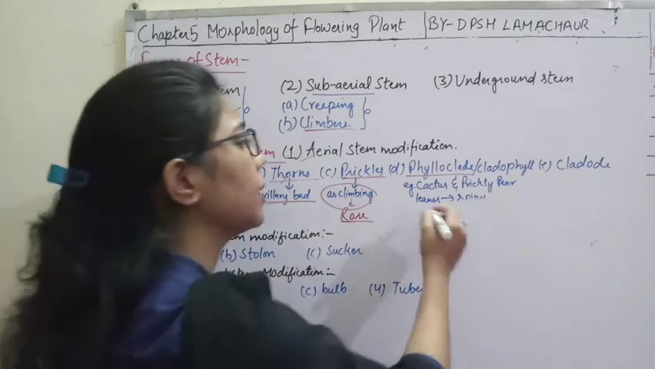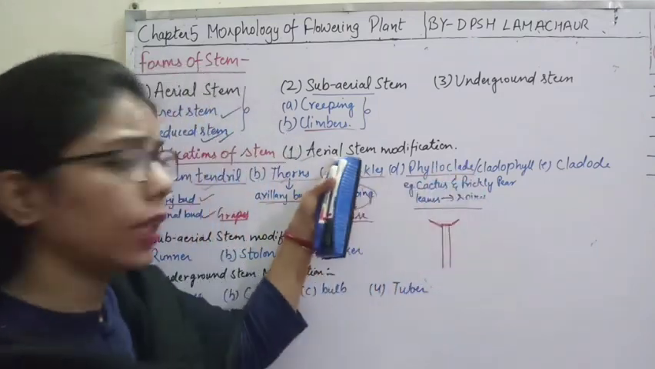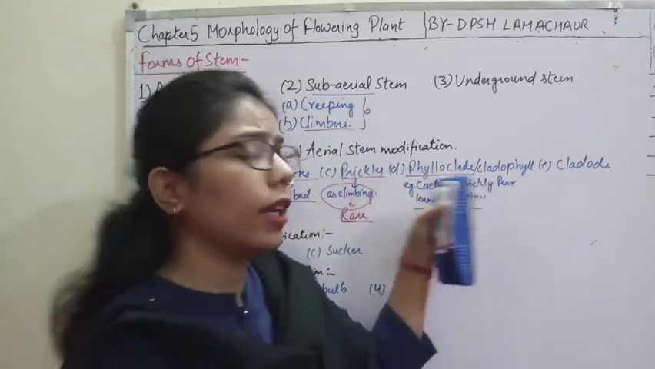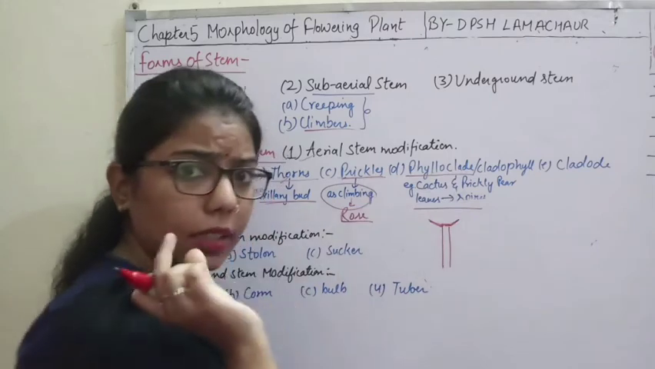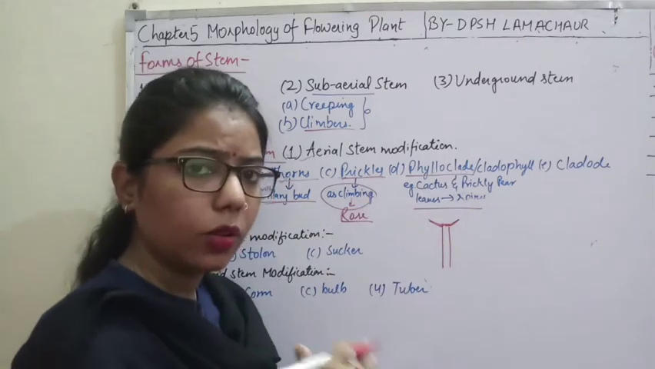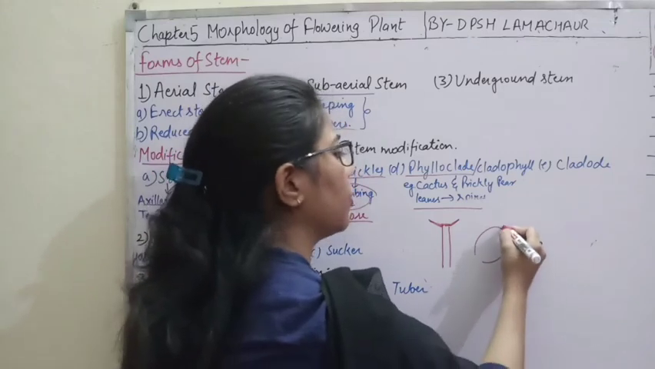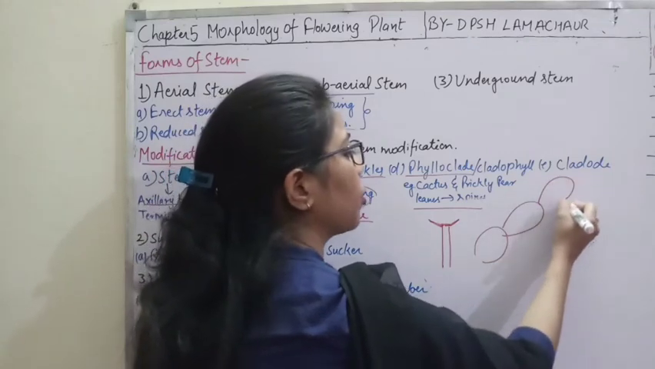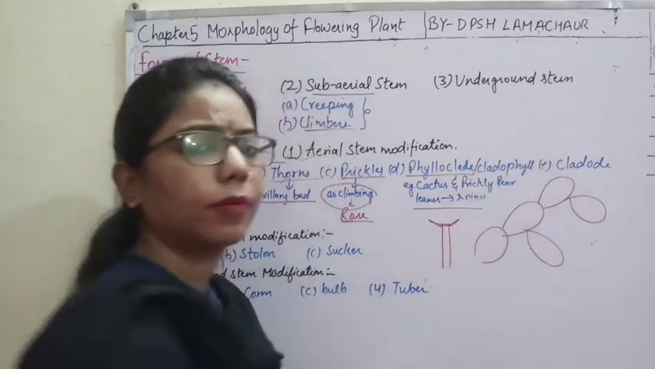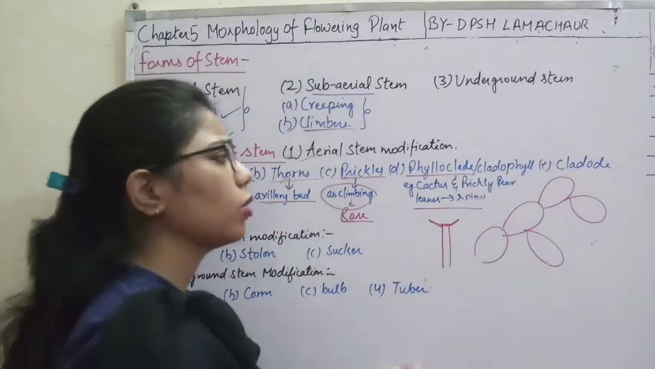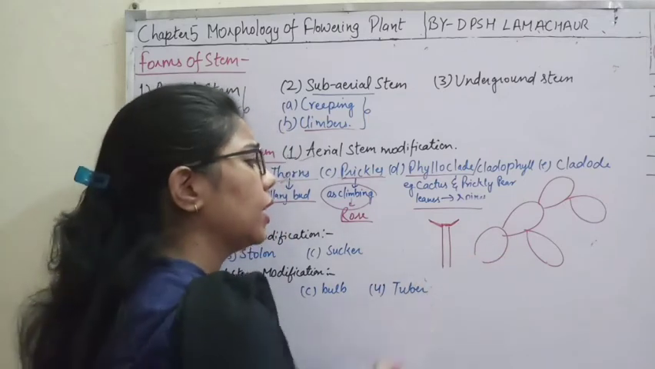And the spines are present in case of phylloclade. So the third modification of the aerial stem is the phylloclade. What does it mean? It means that the stem gets flattened. Okay, what is happening? The stem will get flattened, and due to this flattening, what will happen? They will produce some nodal and internodal part. Okay, in case of cactus or in case of prickly pear, you can see these types of structure.